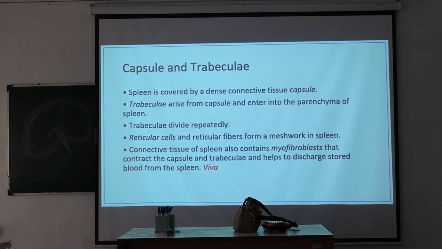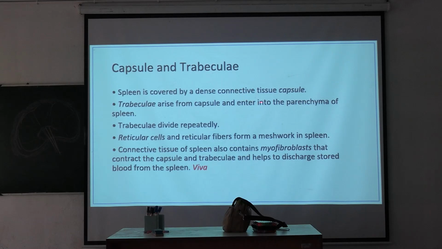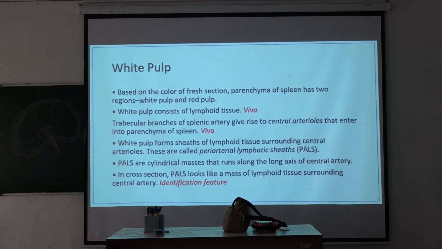Capsule and trabeculae. Spleen is covered by a dense connective tissue capsule. Trabeculae arise from the capsule and enter into the parenchyma of the spleen. Trabeculae divide repeatedly. Reticular cells and reticular fibers form the meshwork in spleen. Connective tissue of spleen also contains myofibroblasts, which contract the capsule and trabeculae and help to discharge stored blood from the spleen. This is a question of Viva. Okay, white pulp.